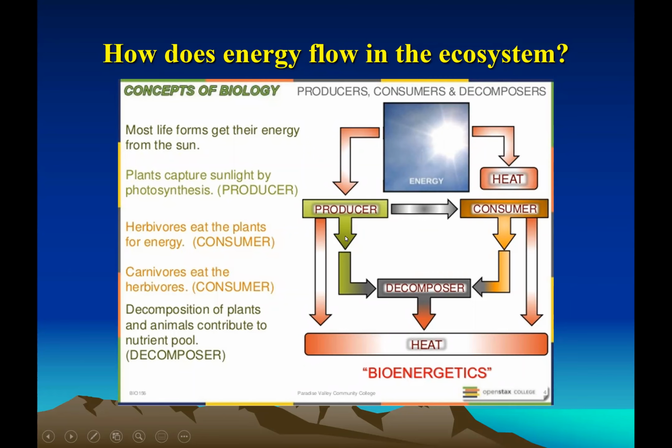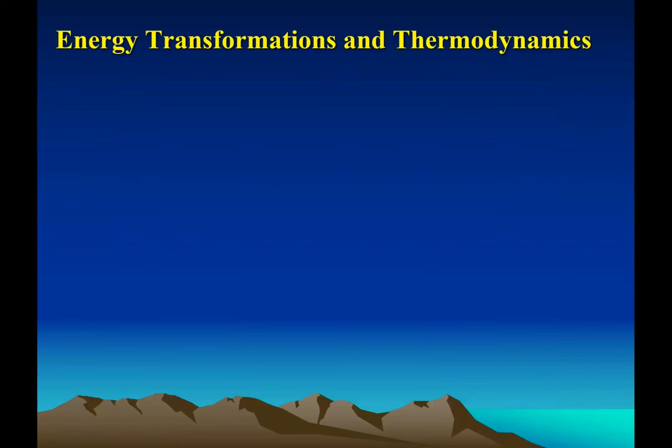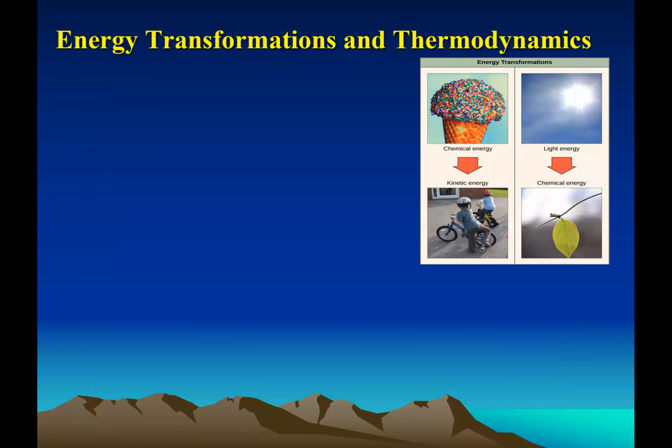So this flow of energy from the sun to the producer, to the consumer, to the decomposer, and energy leaves your body as heat. This whole thing is called bioenergetics. So energy is always flowing in the ecosystem. There's a little bit of physics going on here. This is called energy transformations that happen in the ecosystem. And they follow the first two laws of thermodynamics.